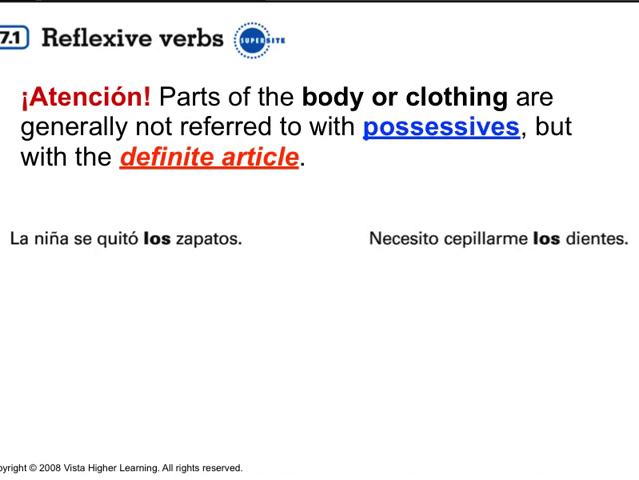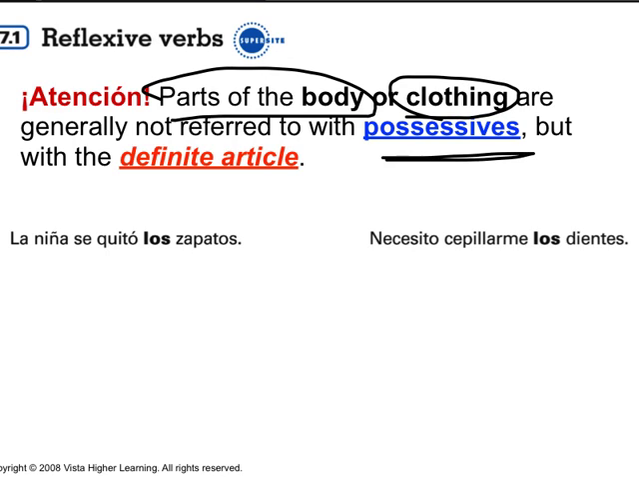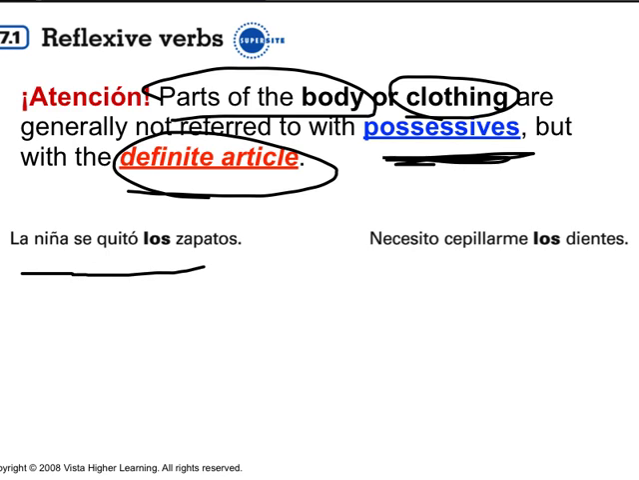So one more thing, señoritas, that I think you learned last year, and that's parts of the body and clothing are not generally referred to with possessives, like mi sombrero, mis zapatos, mi mano, mi cabeza, but rather with the definite article. For example, la niña se quitó los zapatos. She took off her shoes. And necesito cepillarme los dientes. Instead of saying mis dientes, Spanish prefers to use the definite article.